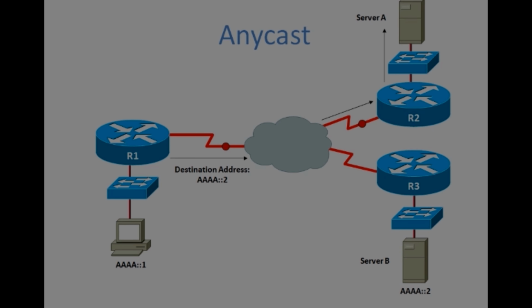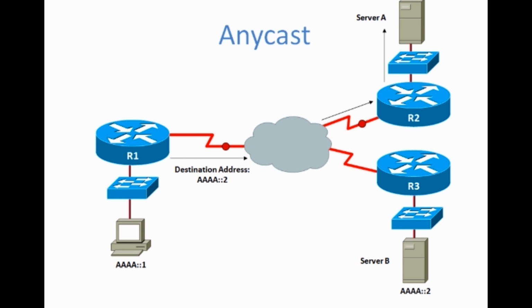And the third data flow, instead of being one-to-one or one-to-many, is one-to-nearest. Here, AAAA:1 is sending to an address of AAAA:2, just like we had in the Unicast example. Here's what's different. We've got 2 different servers, Server A and Server B, that have the same IP version 6 address. They both have the address of AAAA:2. However, from the perspective of router R1's routing table, in this example, it considers the path via R2 to be a better path, a nearer path. So that's what Anycast does. It's a one-to-nearest flow. So the packet's going to be routed to Server A in this example.